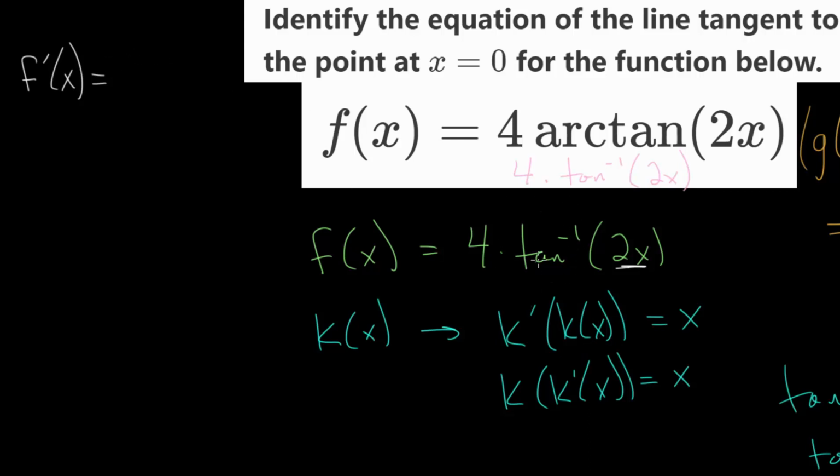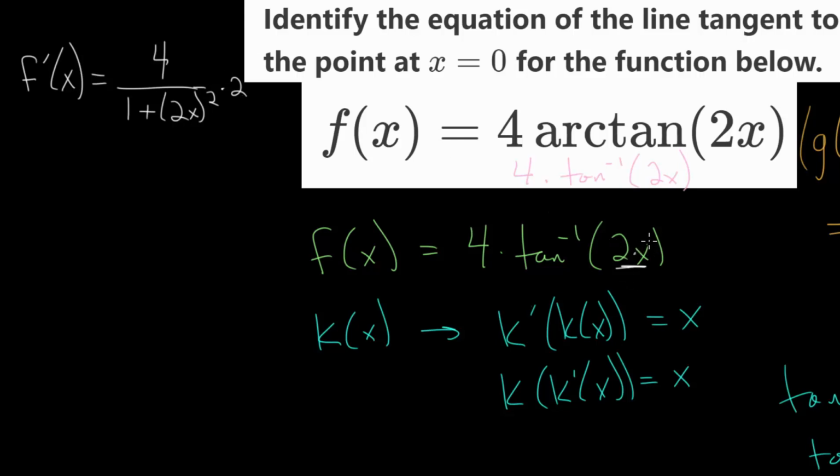But remember that the derivative of this outer function, this inverse tangent, is just 1 over 1 plus x squared, or 1 plus whatever the input is, squared. So that 4 will just distribute to the 1 in the numerator, and then we have 1 plus x squared if we're dealing with the inverse tangent of x, but since we're dealing with the inverse tangent of 2x, we would have 2x, and we're squaring that. And then we multiply everything by the derivative of the inner function, and the derivative of 2x, that's just 2.